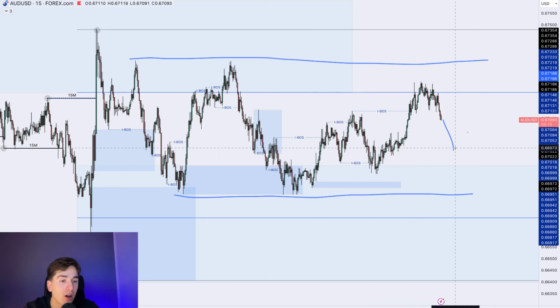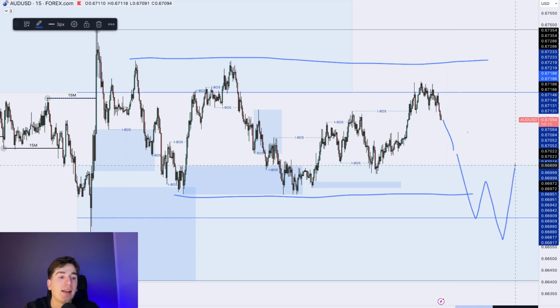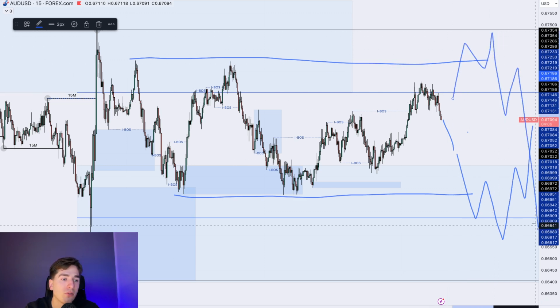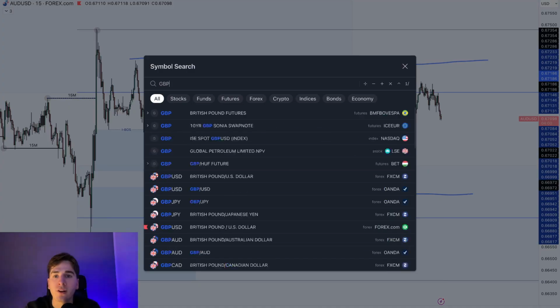So what's a much higher probability trade is waiting for the range low to get liquidated, and then see momentum shifting towards highs, or the range high liquidated and then look for a short. So something like that. So need more development on Aussie dollar. Moving on in towards pound dollar.